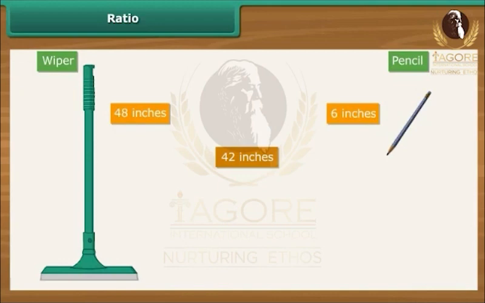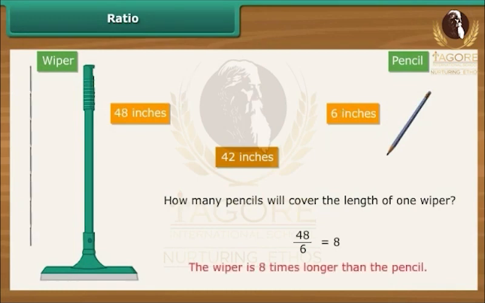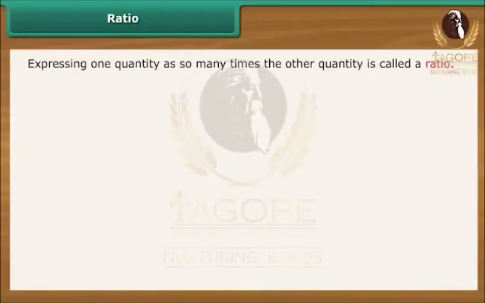How else do we express the variation? Let us ask ourselves this question. How many pencils will cover the length of one wiper? The answer is 48 divided by 6, that is 8. In other words, the wiper is 8 times longer than the pencil. Expressing one quantity as so many times the other quantity is called a ratio.